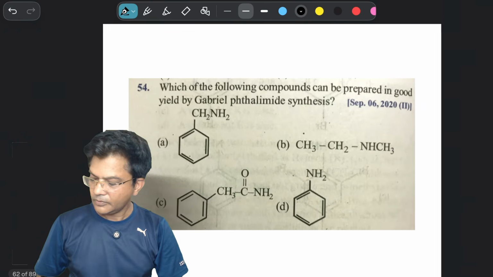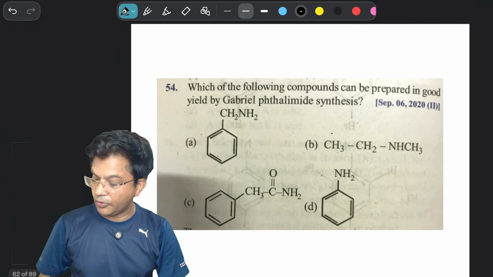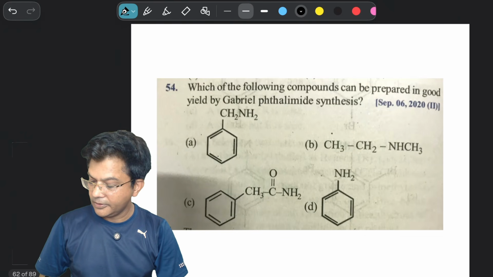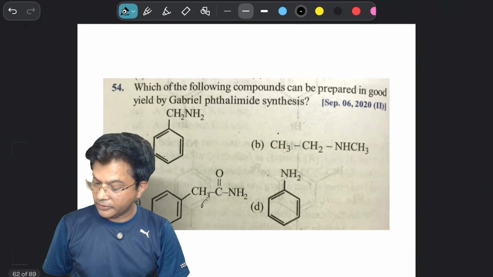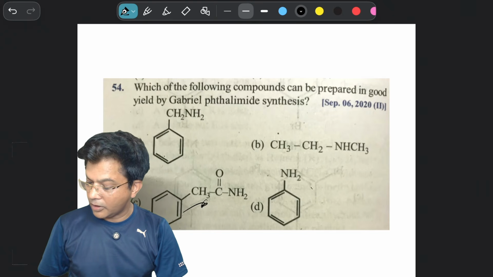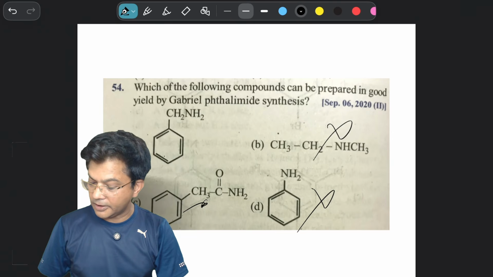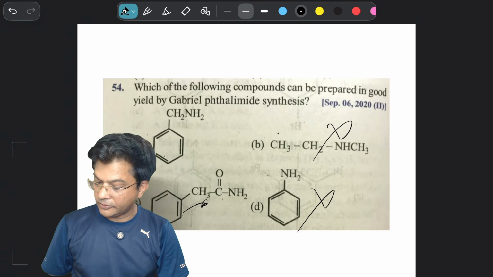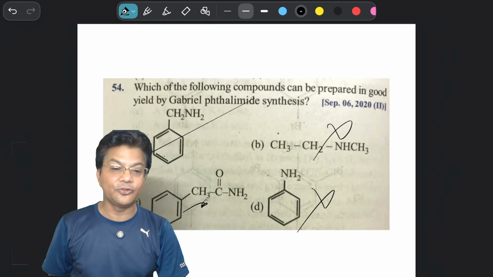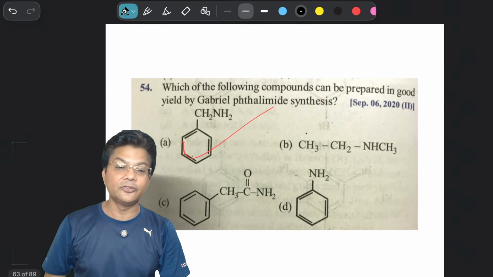Next, which of the following can be prepared in good yield by Gabriel phthalimide? So Gabriel phthalimide, this option CH3, why have they given this, it can't be prepared. This is a 2-degree amine, can't be prepared, and this is an amide. Only one is left. A should be the correct answer. No other answer can be possible.